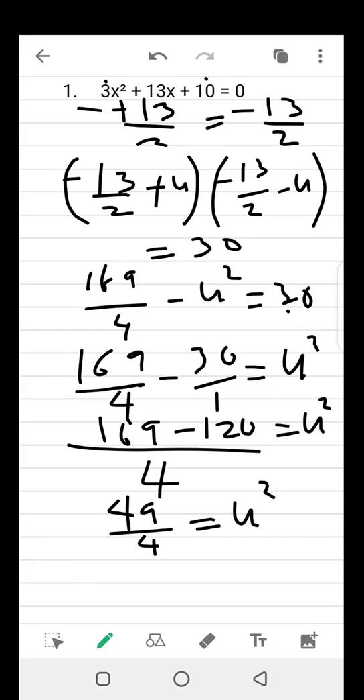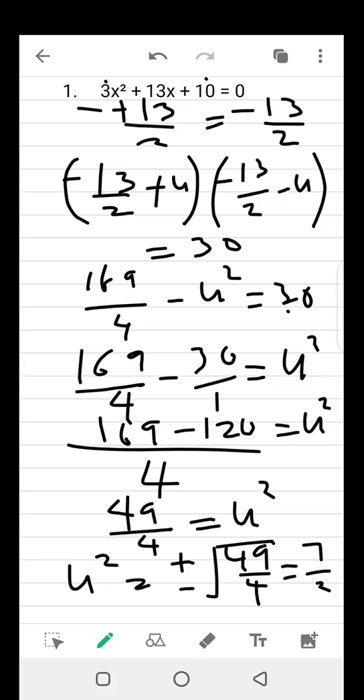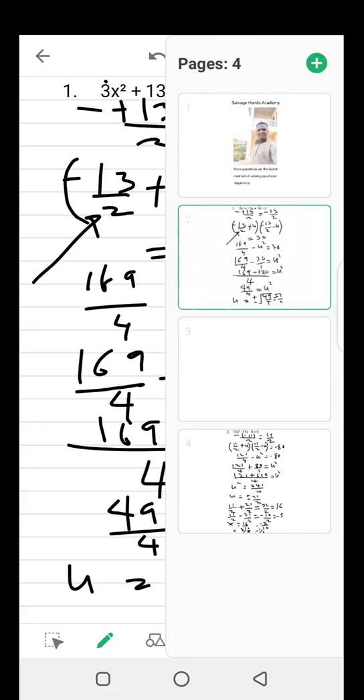So if I find the square root of both sides, u will be equal to plus or minus the square root of 49 over 4, which is 7 over 2. So I can now put the value of my u. No, this is u, not u squared. Good. So I have plus or minus 7 over 2 here. So I will substitute it into this. Let's go to the next page and do that.